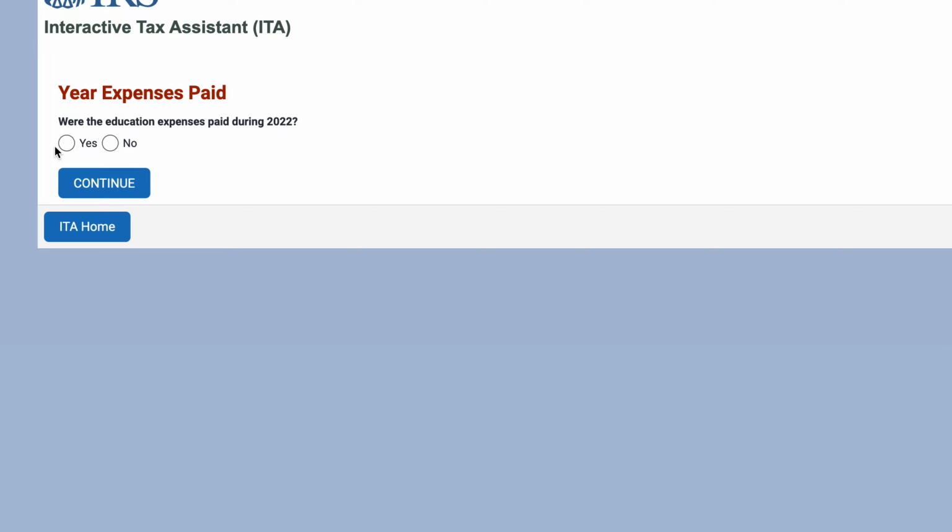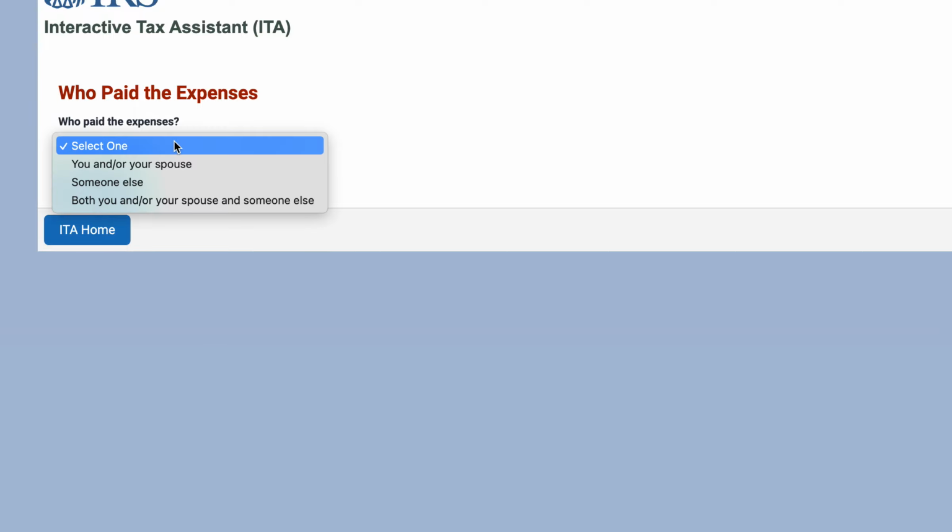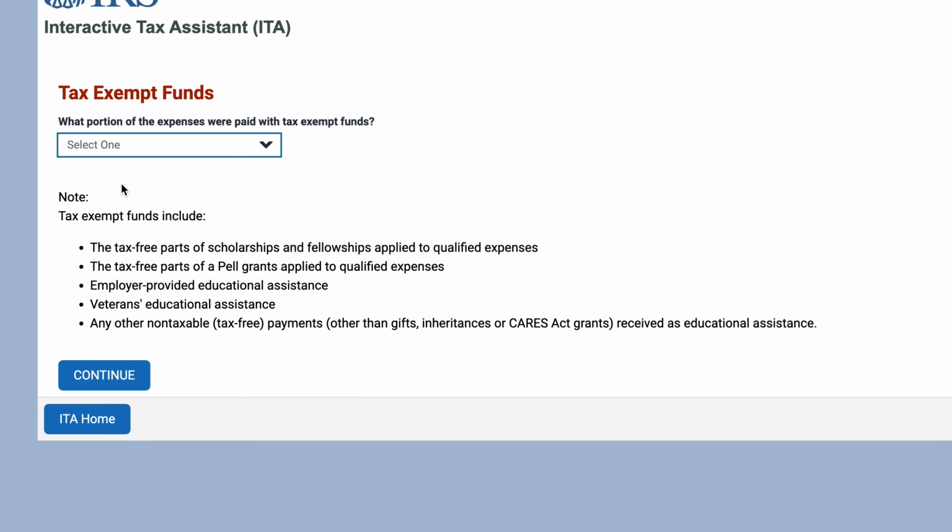Yes. Were the educational expenses paid during the year? And were any educational expenses paid for a period that began during the tax year or the first 3 months of the following year, like for the spring semester? Who paid the expenses? You and your spouse.